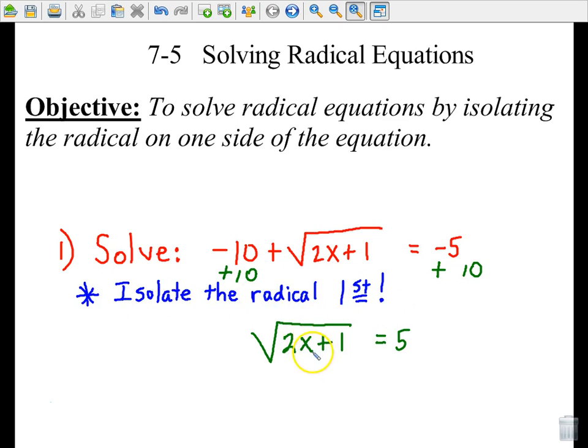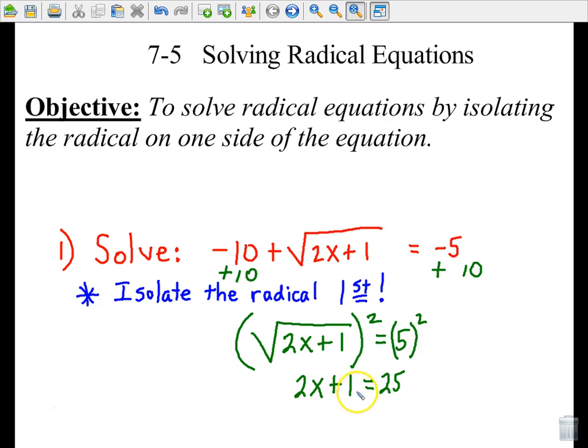I've isolated the radical, and now it's pretty simple to undo the square root of any expression. I raise it to the second power. So to undo the square root of 2x plus 1, I'm just going to raise that entire left side to the second. But we know in algebra, if you do something to one side, you must do it to the other side. So the result of raising the left side to the second power, it just gets rid of the radical. I'm left with 2x plus 1. The right side is going to be 25.